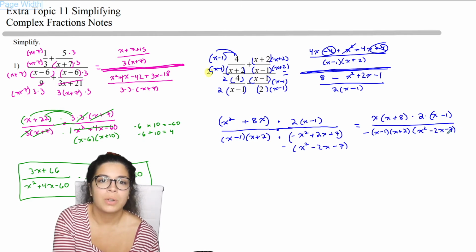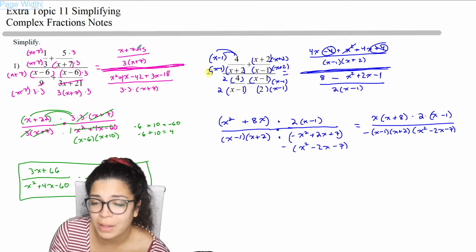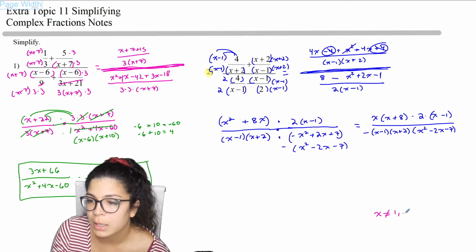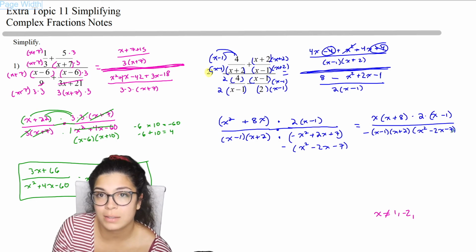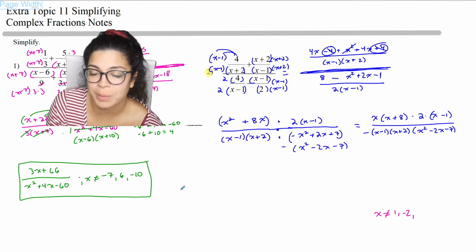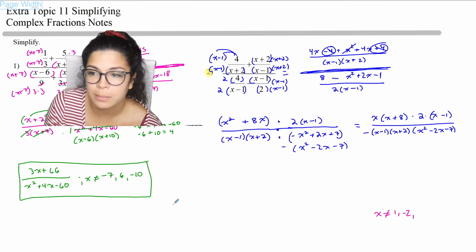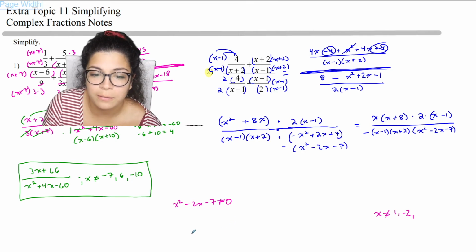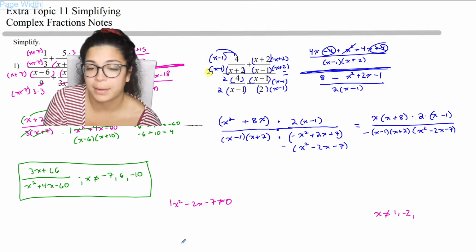Okay, so we have to write what the excluded values are, right? Now the excluded values: x cannot be positive 1, that one's clear, negative 2, that one's also clear, but this can also not equal 0. So how are we going to find what values would make that 0? We'll have to use the quadratic formula, right? x squared minus 2x minus 7 cannot equal 0. So in order to find those values, we would have to use the quadratic formula.